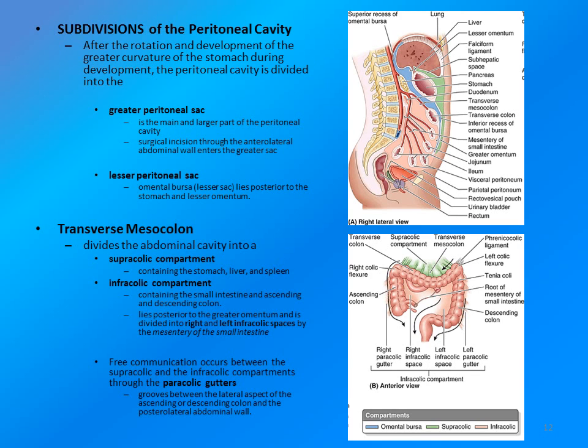Then we have the transverse mesocolon. It divides the abdominal cavity into the supracolic compartment. Here's the transverse mesocolon on the right. So it divides the cavity into a supracolic compartment above and an infracolic compartment below. The supracolic compartment would contain the stomach, the liver, and the spleen, or the foregut organs. The infracolic compartment would contain the small intestine, ascending and descending colon, and it lies posterior to the greater omentum.